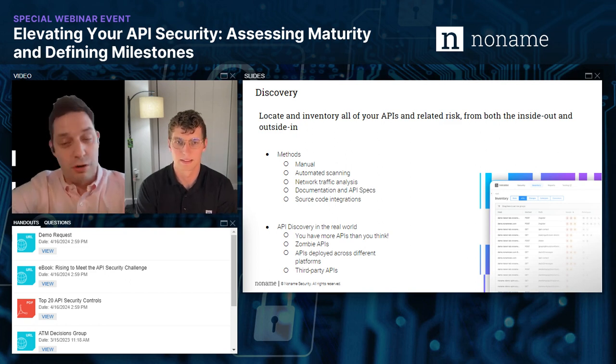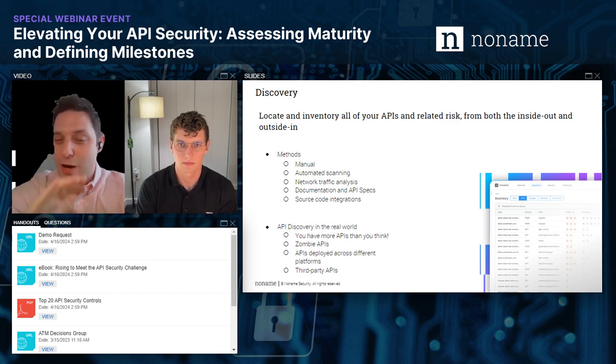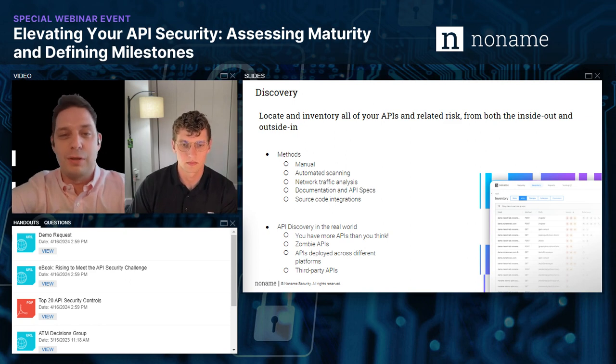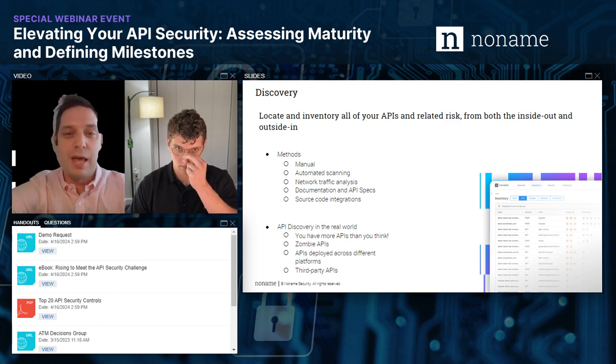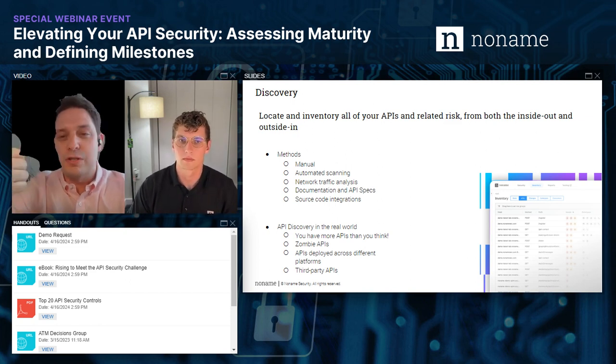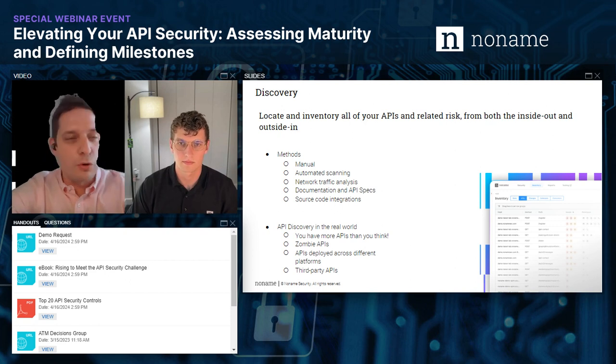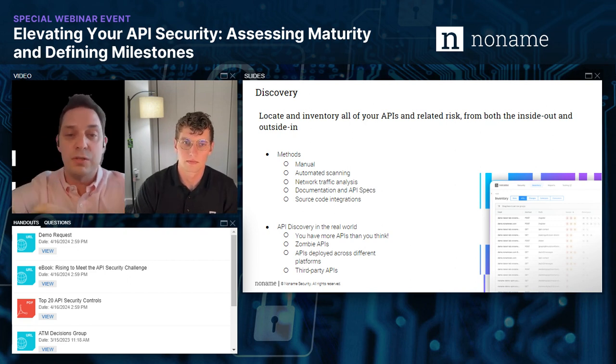What is for sure, 100%, you have more APIs than you think. For example, you can have APIs that are deployed across different platforms, cloud services, and third-party vendors, and that all makes it pretty difficult to track and manage. And there are many different types of APIs, right? There's of course REST, but you'll also most likely have some GraphQL and SOAP APIs and others. Mark, anything else that sort of comes to your mind when you think about API discovery at our customers?